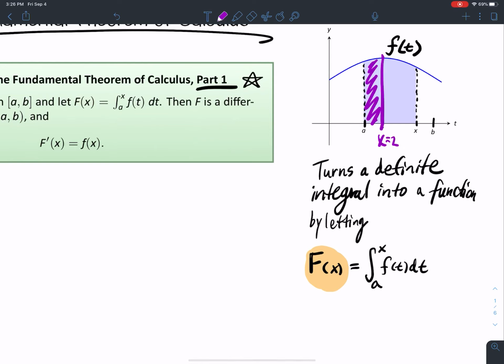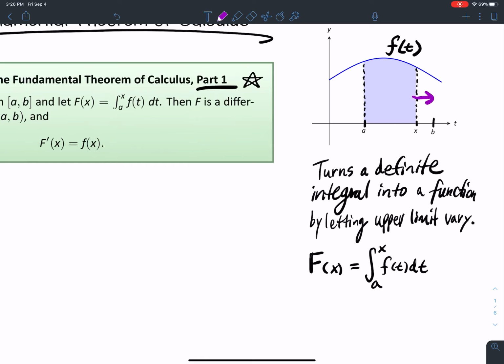Like if that's x equal to 2 versus here, that would give me an x equal to 3, which would give me a larger area, right? And so as x changes, the area changes. As I make x bigger and bigger, the area gets bigger. So the area is changing. So it's letting the upper limit x be what's variable. The function where the variable changes, it varies here.